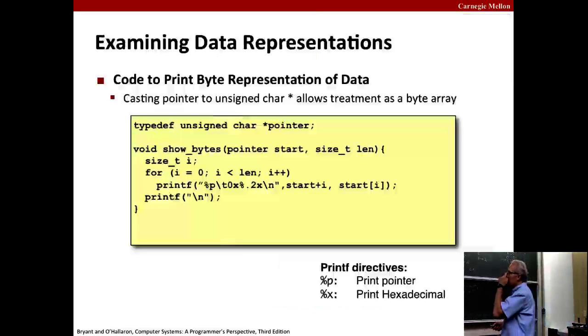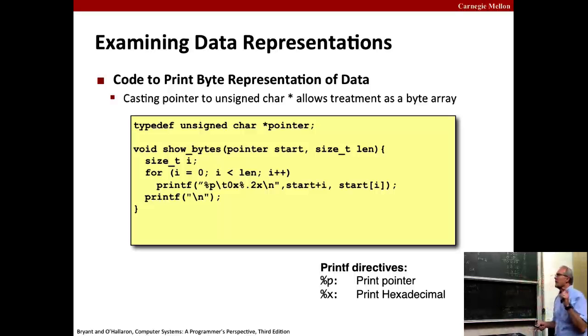So one thing that's a useful tool, and the book goes through some examples of this, is a little program that will take a series of bytes starting at some position start, for however many bytes you request, and print out in hex format the 2 hex digits that represent each byte value. And here, I'm using an unsigned char as a pointer type, a generic pointer type.